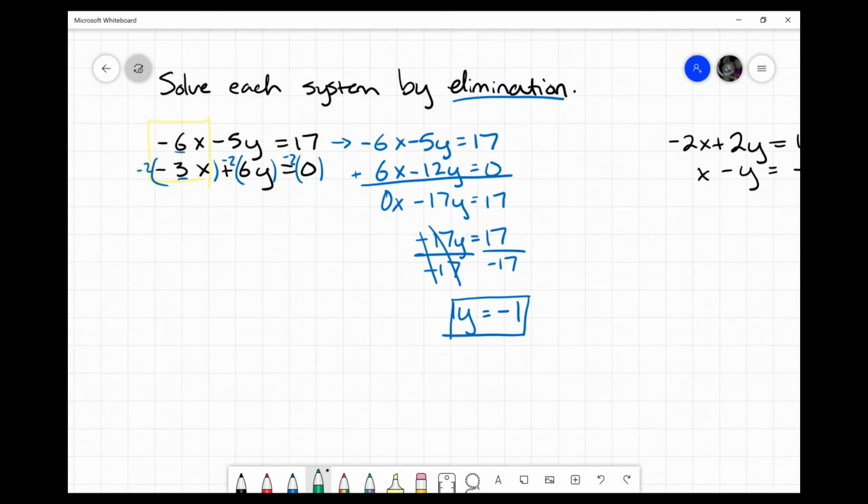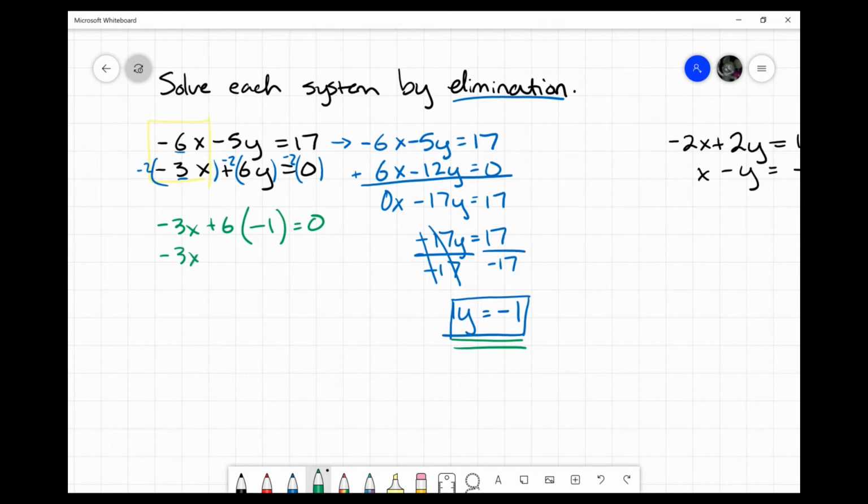Now, this will be just like when we were dealing with solving using substitution. We have our y, and we need to substitute it into one of the two original equations and solve to find out what is x. So I'm going to take the second equation. It doesn't matter. Negative 3x plus 6 times y, but y we're going to plug in or substitute in a negative 1. That equals 0.